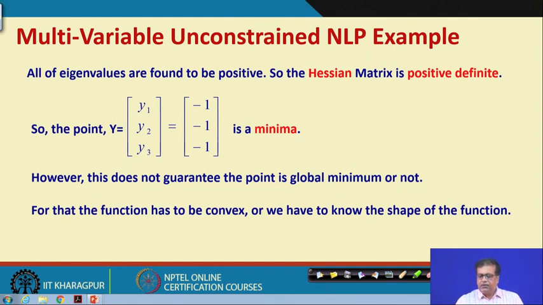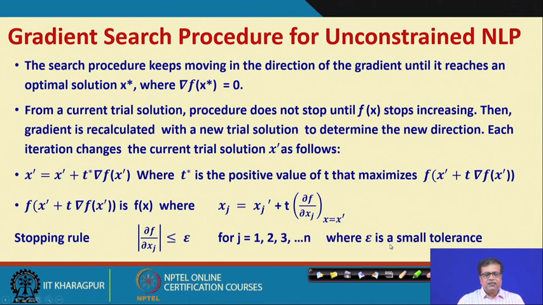Fine. So, that is how, with the help of the gradient and the Hessian matrix and the eigenvalues of the Hessian matrix, we are able to solve the unconstrained problem. But then there could be some other difficulties. What are they? Let us see.